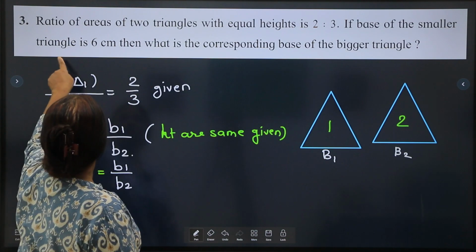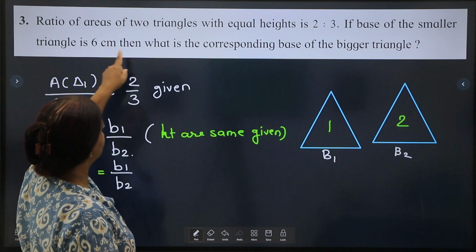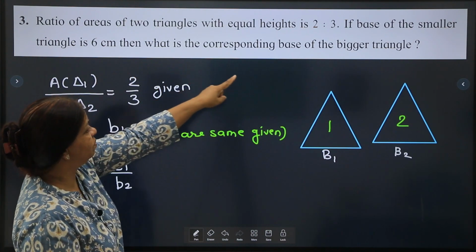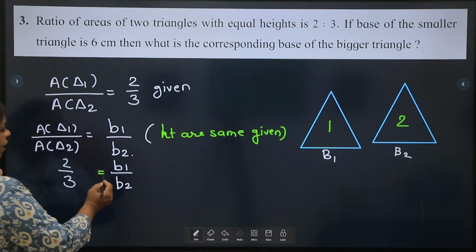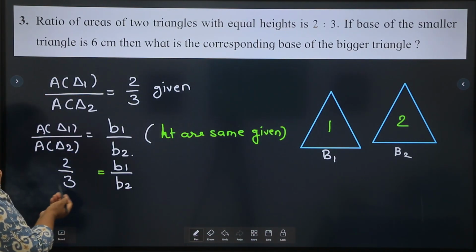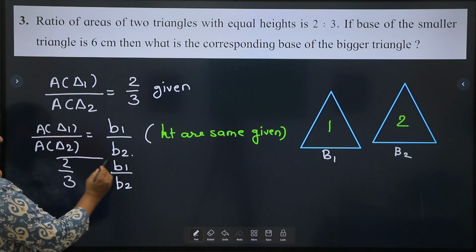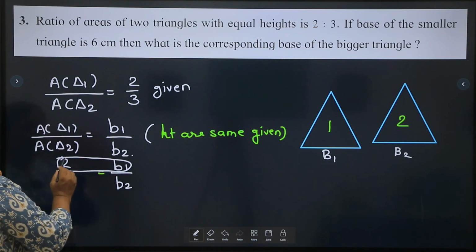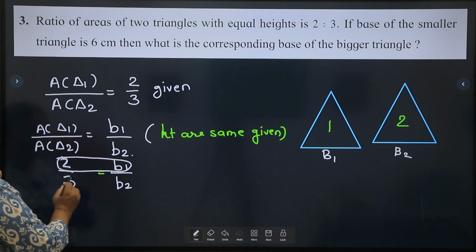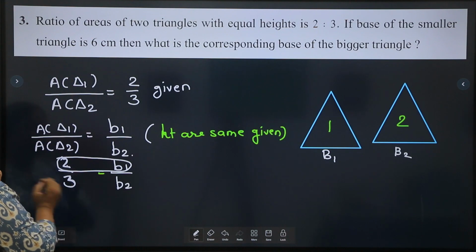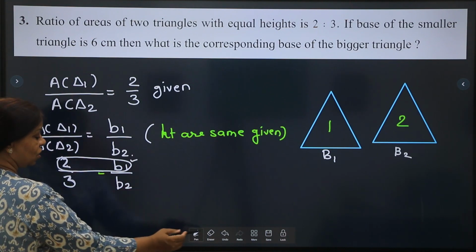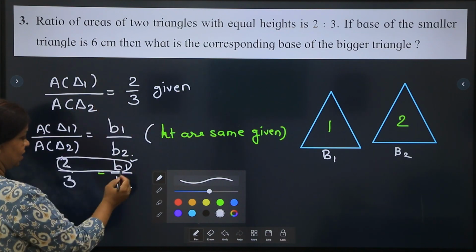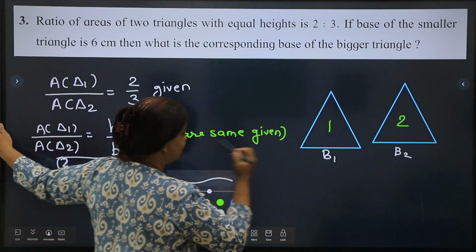If the base of the smaller triangle is 6 centimeter, then what is the corresponding base of the bigger triangle? Now in this, which is the smaller triangle? This is going to be the smaller triangle because it is 2 and this is upon 3. Here it is given 2 and this is given 3. So this triangle will be smaller. So base of the smaller triangle is given 6.